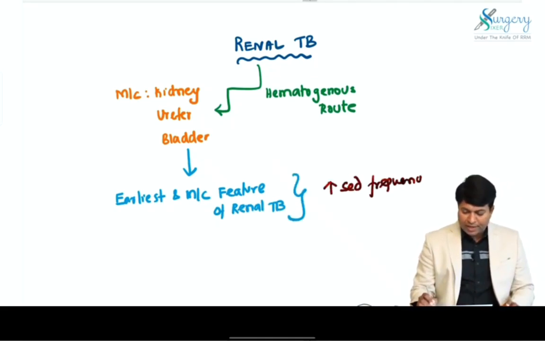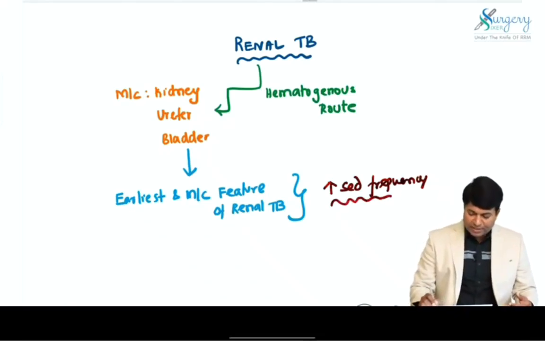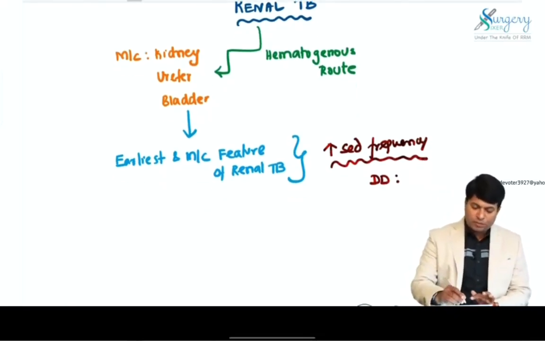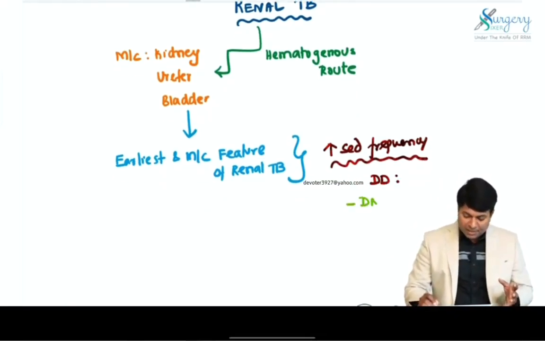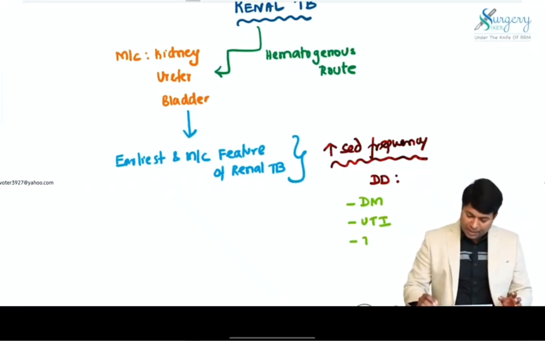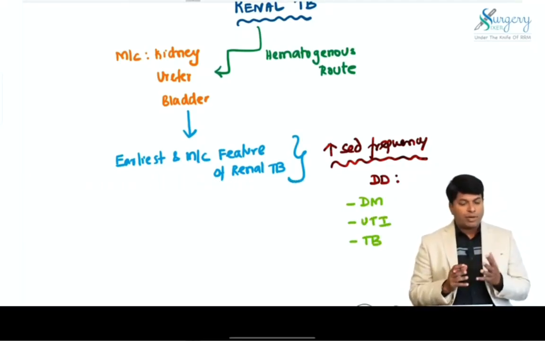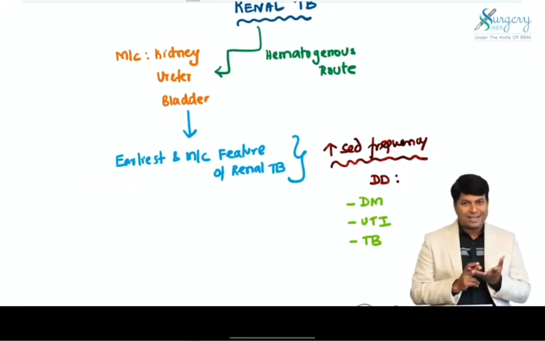Very interesting. When a young male or female comes to you at around 30 years with increased frequency of urine, what are the differential diagnoses you have? The differential diagnoses can be diabetes, urinary tract infection, or TB. So in a young male coming to you with increased frequency of urine, you should rule out whether they are having diabetes. We will rule out whether they are having UTI by Kass criteria, and we will finally look for TB.